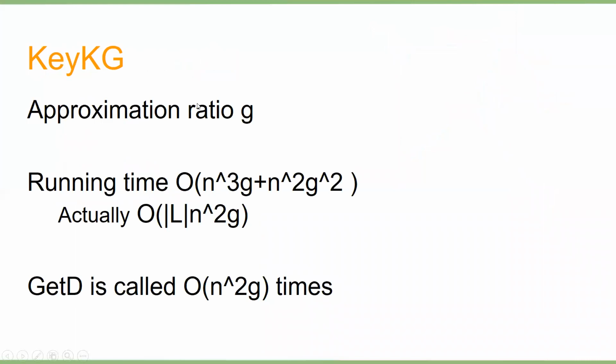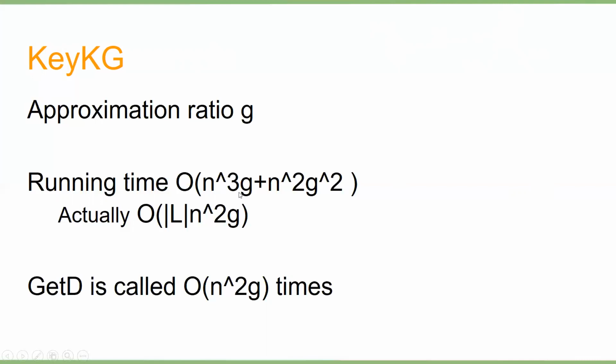This is our algorithm KKG. We can prove that its approximation ratio is g, where g is the number of keywords. The running time is roughly n cubed times g plus n squared times g squared. Actually its running time is L times n squared times g, where L is the average label size and is bounded by the number of nodes n. So it's n cubed g.